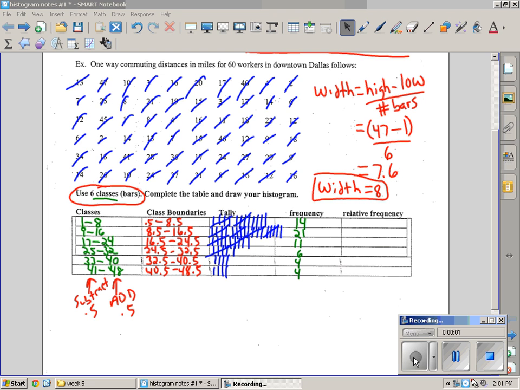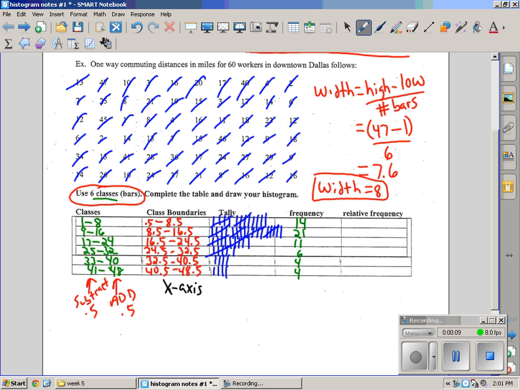When we go to graph this thing, the class boundaries are going to be on the x-axis. The frequency is going to be on the y-axis. We got bar graphs. We're going to do that in a second. Before we get to making this bar graph, again, sometimes in our homework, I'm only going to have you guys do a frequency histogram.